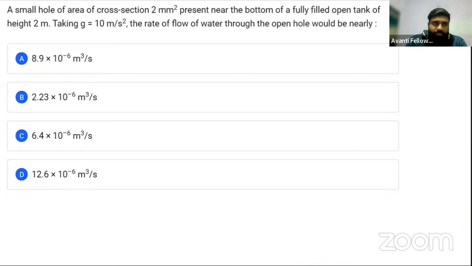Now, a small hole of area of cross section 2 mm square is present near the bottom of a fully filled open tank of height 2 meter. Taking g equal to 10 meter per second square, the rate of flow of water through the open hole would be nearly what? So it's a very simple question, yet very conceptual.